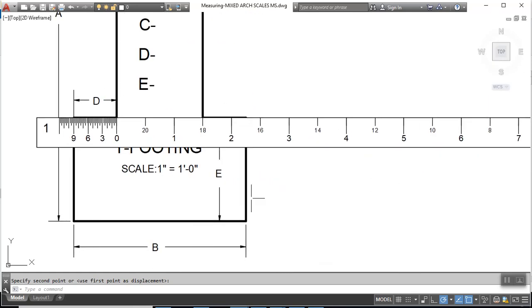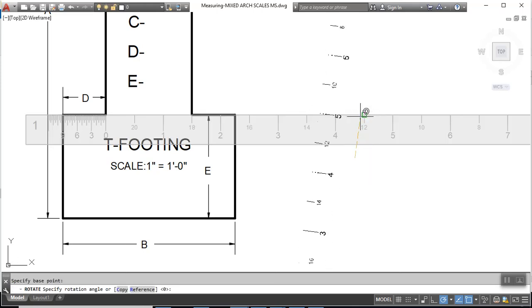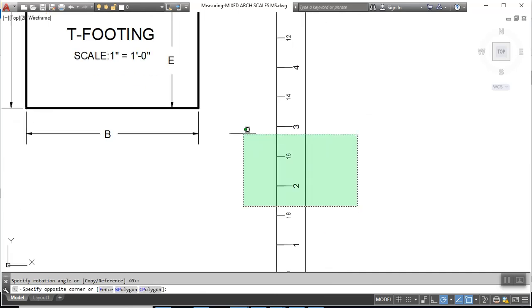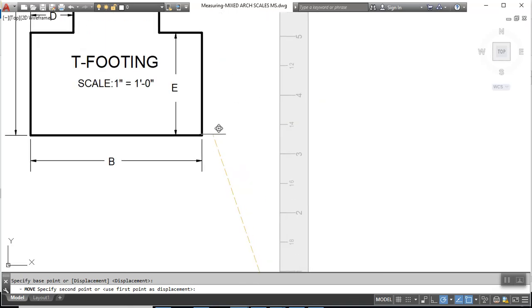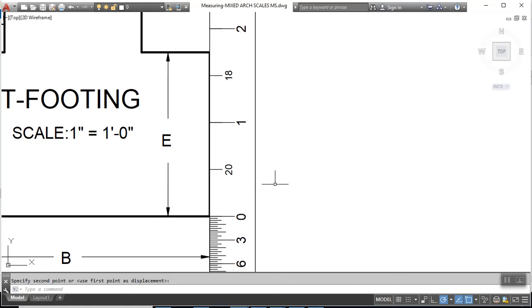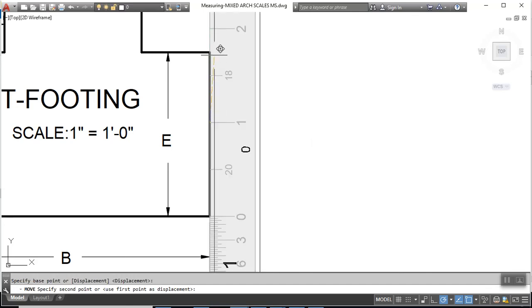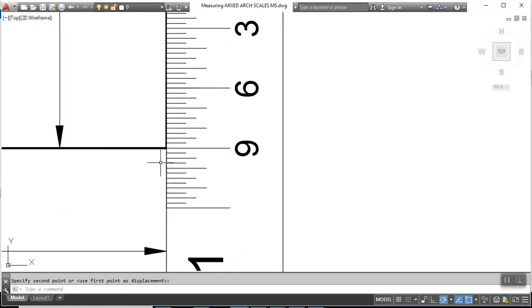And then E wants to know how tall the foundation footing is. So again, we'll do a quick rotation. And we'll grab our scale. We will stick it on the 0. Stick the 0 on the corner. Take a measurement. Looks like it's more than 1 foot. It's not quite 2 feet. So we will move it up to 1 foot. And it is 1 foot and 9 inches.